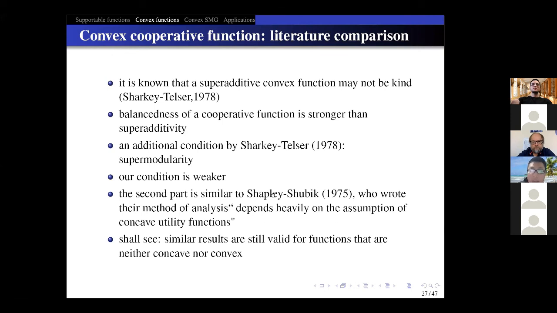has actually appeared in Shapley and Shubik's 1975 paper, where they wrote that their method of analysis depends heavily on the assumption of concave utility functions. But here we see that it also works for convex functions, and we will see that actually convexity or concavity does not matter. They are not the essence of this problem.